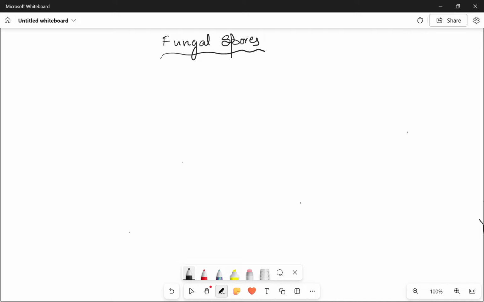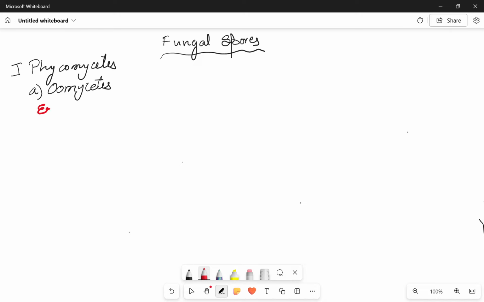The first class, Phycomycetes. We know that this Phycomycetes class is divided into 2 groups. The first one is Oomycetes. These are otherwise called oogamous fungi. Examples for this: Albugo and Phytophthora.